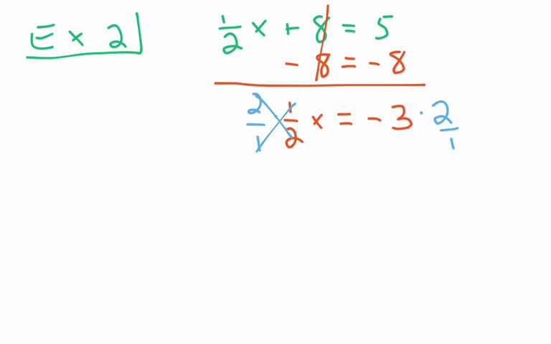The half and the 2 over 1 cancel on the left side. So now I bring down my x. I've successfully isolated my variable. Bring down my equal sign. Now on the right, I have negative 3 times 2, which equals negative 6.